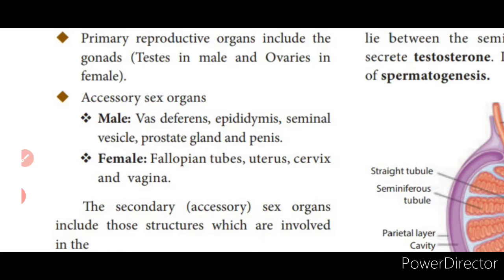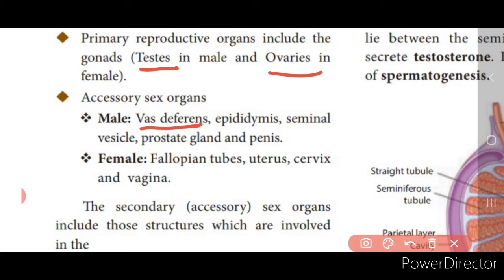And if you see the organs of the reproductive system, they are divided into primary and secondary organs. Now look at the picture, children. Here you can see the primary organs, which are nothing but the testis in male and ovaries in female. Then there are accessory organs. In male, they are the vas deferens, epididymis, seminal vesicles, prostate gland, and penis. In case of female, they are the fallopian tubes, uterus, cervix, and the vagina.